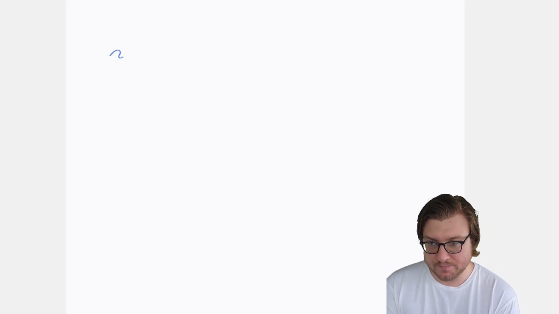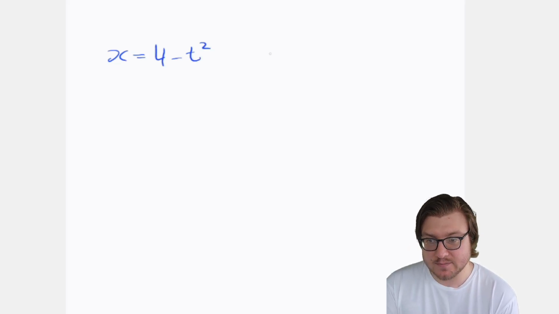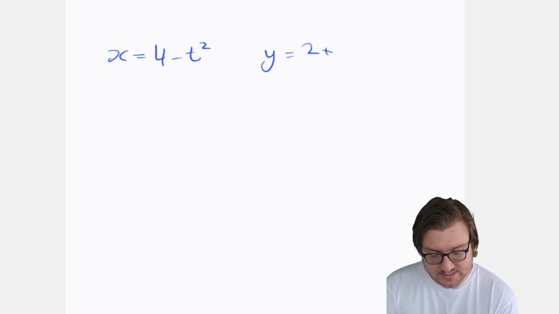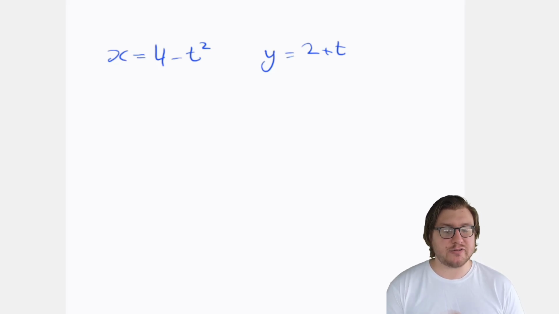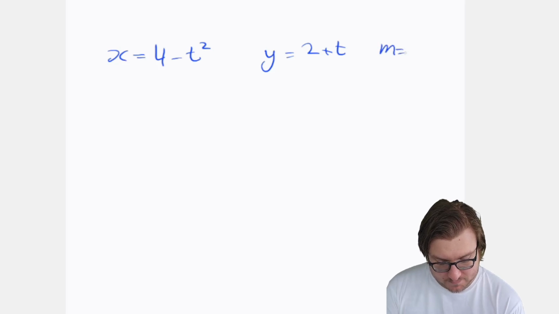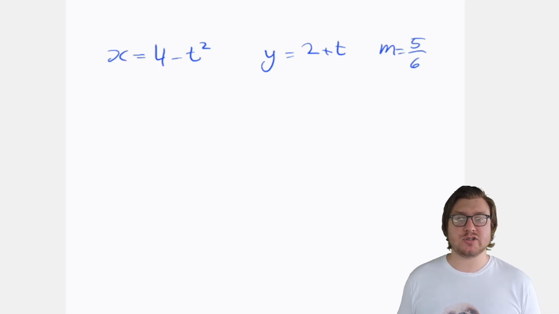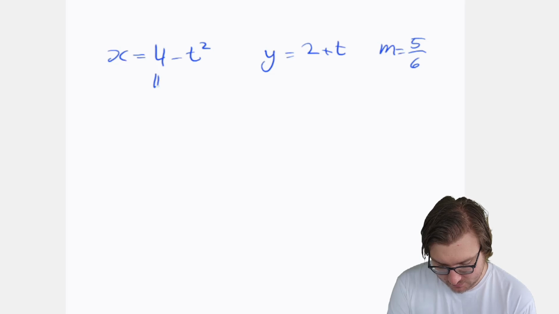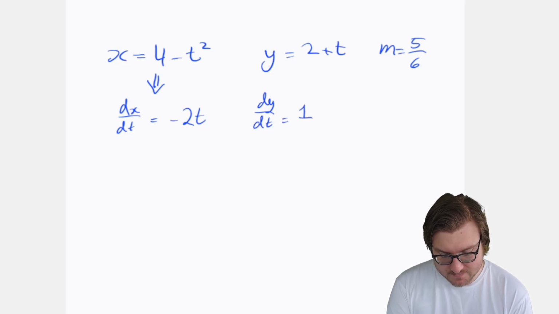Hopefully you can use this to give the second equation a go. So we have x is equal to 4 minus t squared and y is 2 plus t. We've been given that the gradient is 5 over 6. So how do we find the points? Well, again, we need dy by dx. dx by dt is minus 2t. dy by dt is 1.